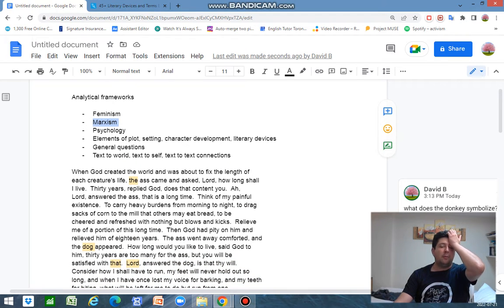So both animals are telling God that our lives are such garbage that we do not even wish to live them. Maybe we can connect it to a Marxist element, that the lives of the working class are really bad.